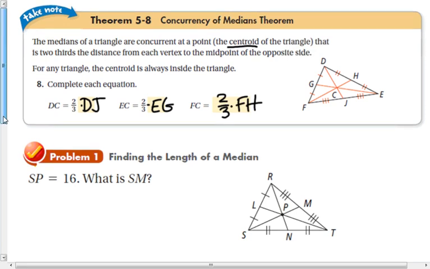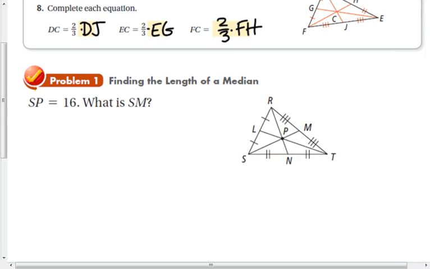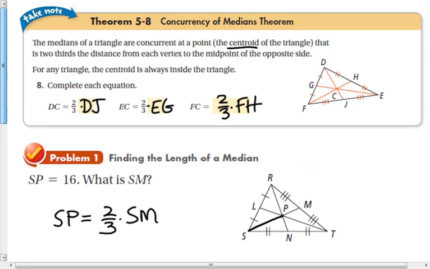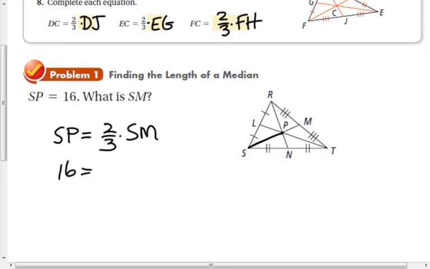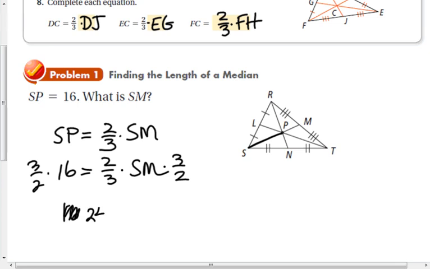All right, so let's use that information to try and solve some problems here. So SP is 16, and we know that SP is equal to 2/3 times SM from the concurrency of medians theorem. Okay, and we know that SP is 16, so we'll substitute that in. To solve this, let's just multiply both sides by 3/2. And we get 16 times 3 is 48, divided by 2 is 24, is equal to SM. All right, you try that.